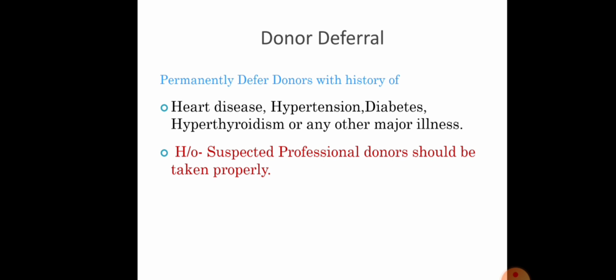Now, donor deferral means the donor is contraindicated permanently. That is if they have heart disease, hypertension, diabetes, hypothyroidism, or any other major illness. Even if there is a history of suspected professional donors, they should also be taken properly.